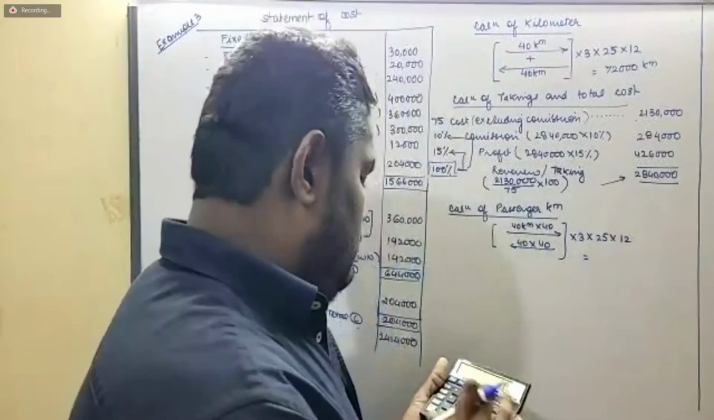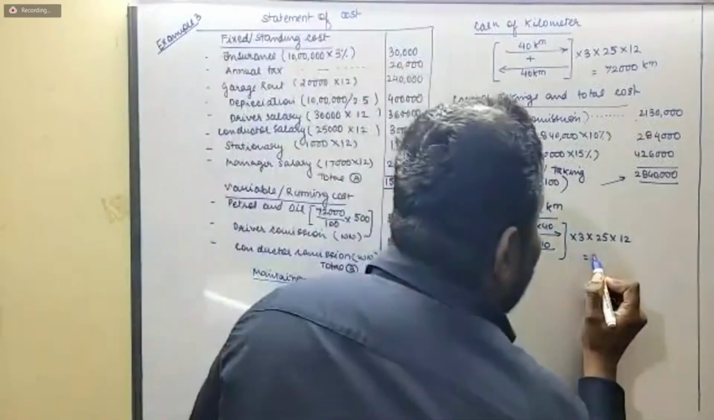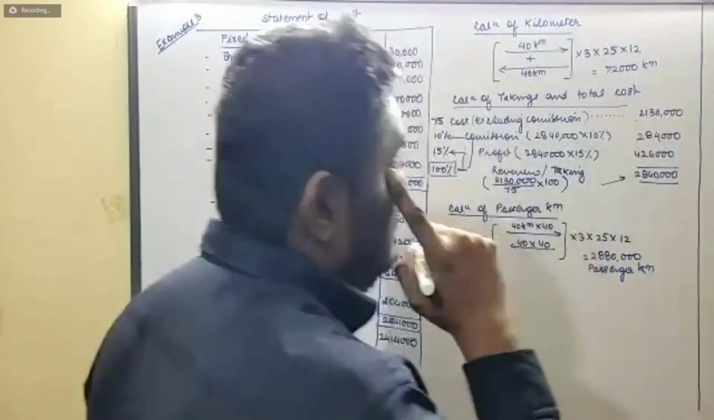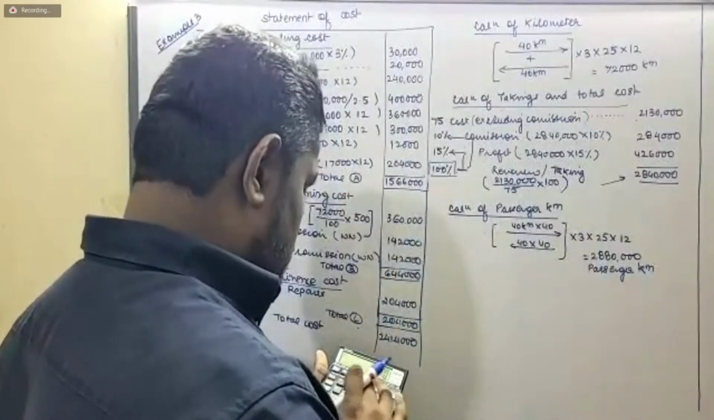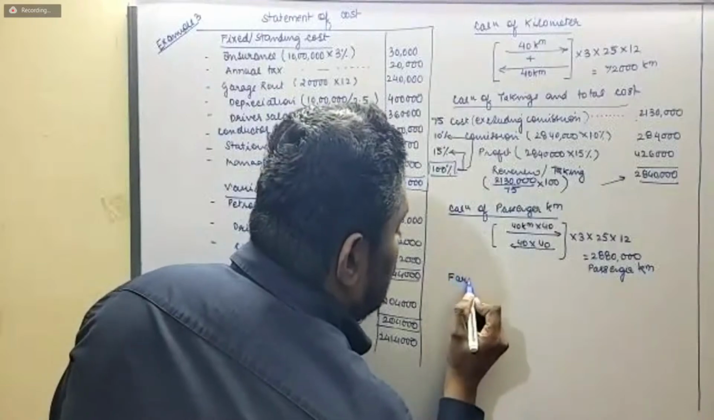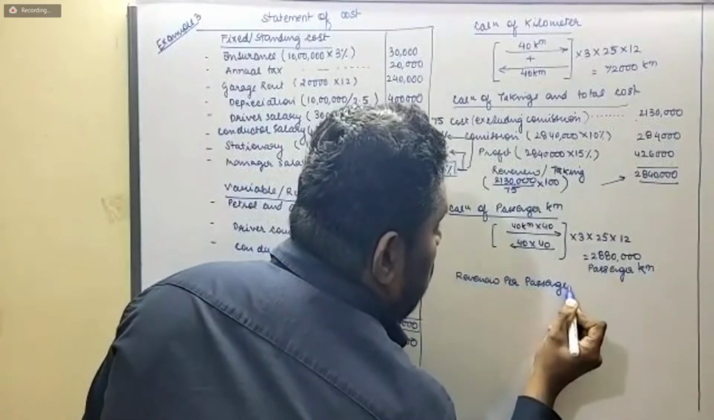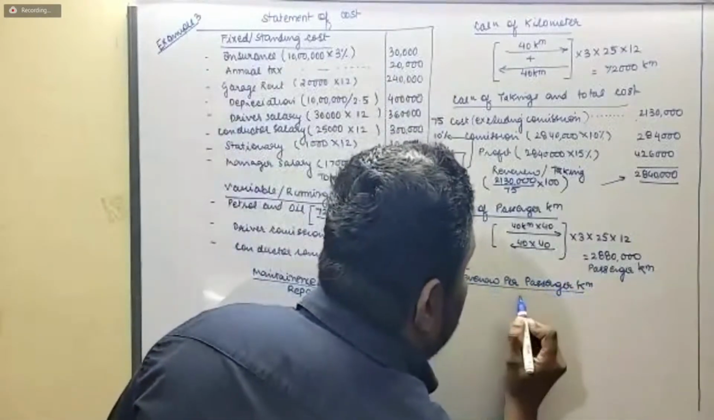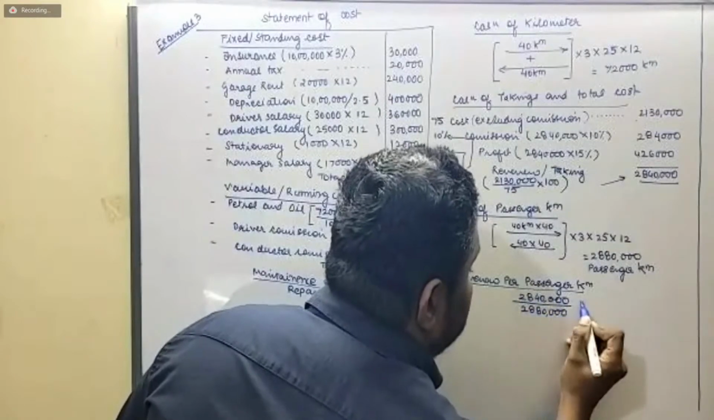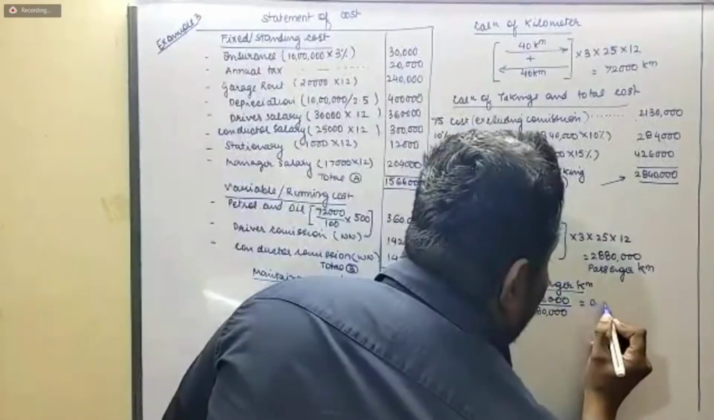So my passenger kilometer will be 28,80,000 passenger kilometer. Now let's calculate the fare per passenger kilometer. Revenue per passenger kilometer, that is 28,40,000 divided by 28,80,000. That is 0.986.